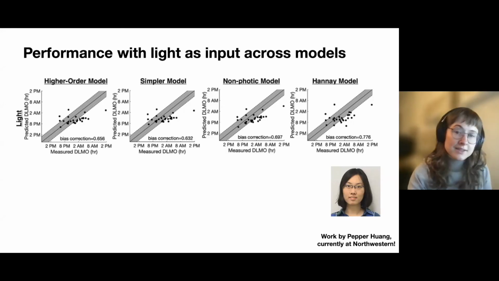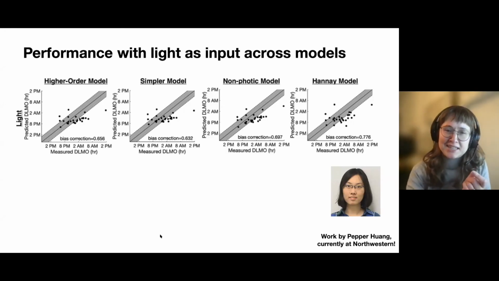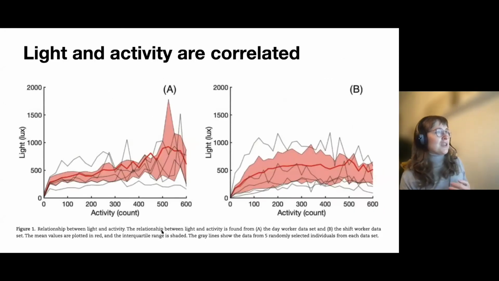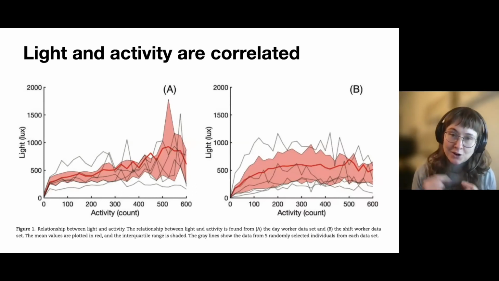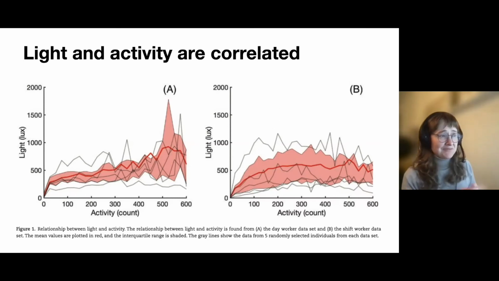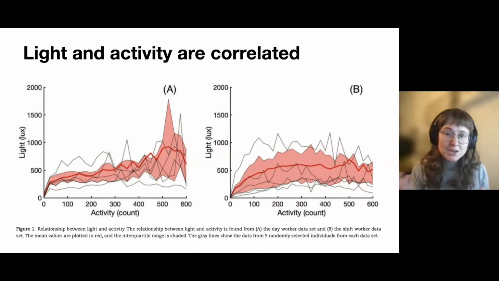But I mentioned I had some of the early ideas. Here's the early idea I had. This is my contribution, which is to think, well, you don't usually work out in the dark. So light and activity are correlated. They're not linearly correlated, but there's a relationship between them.